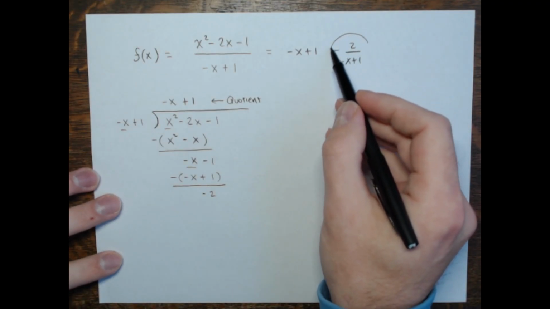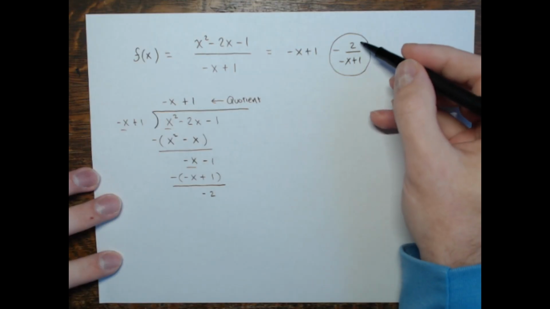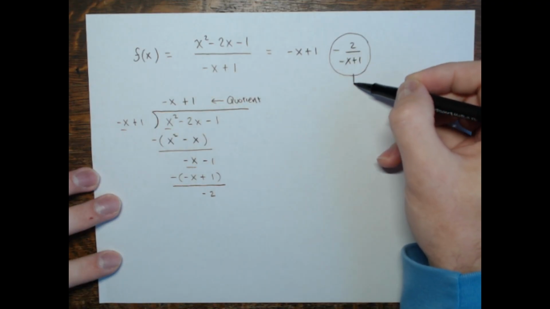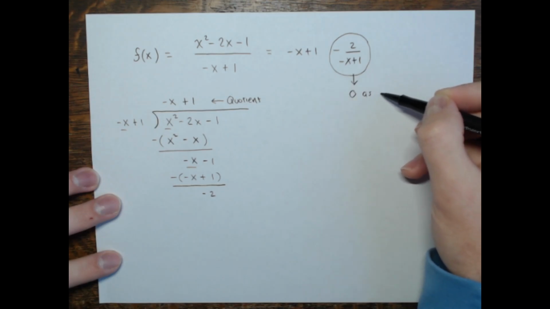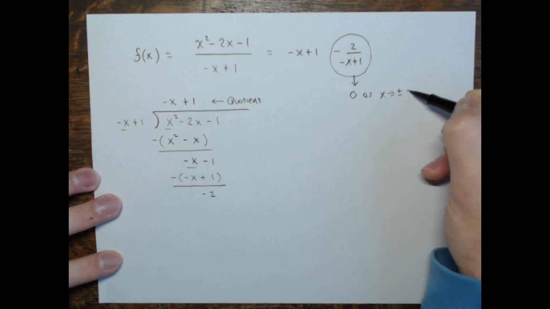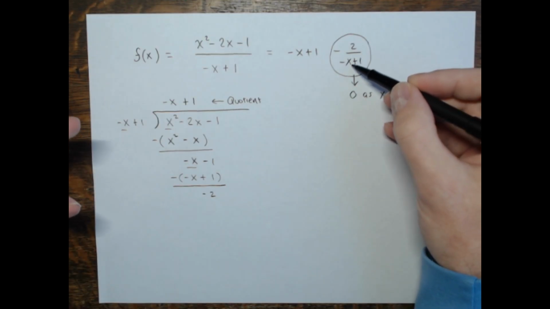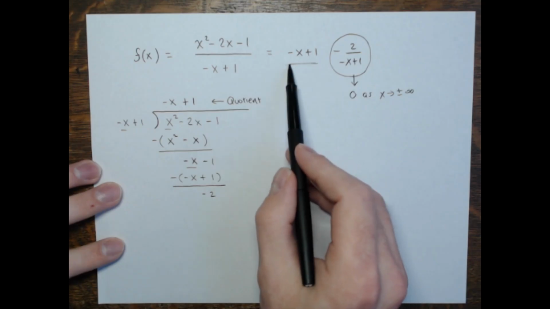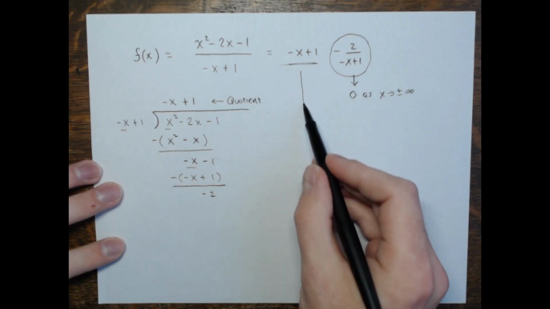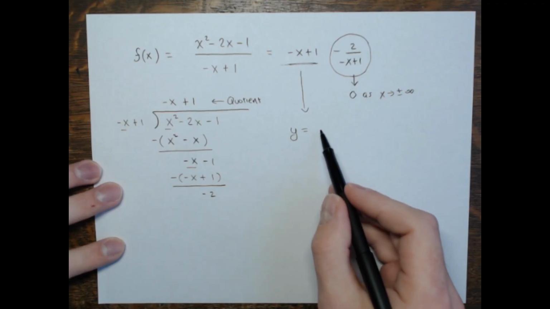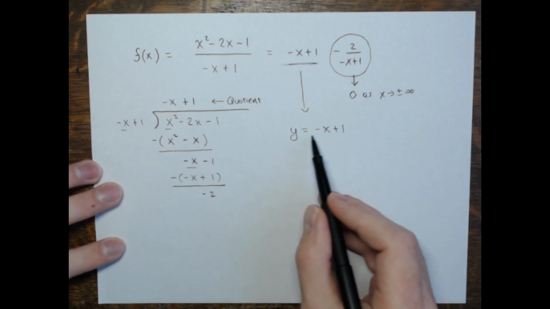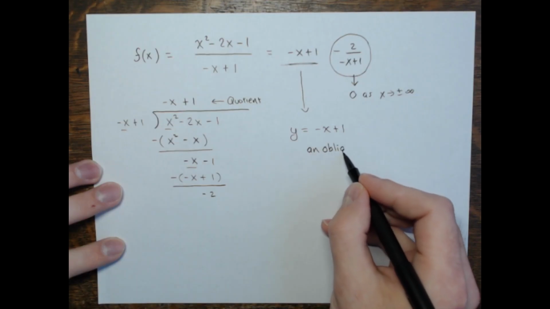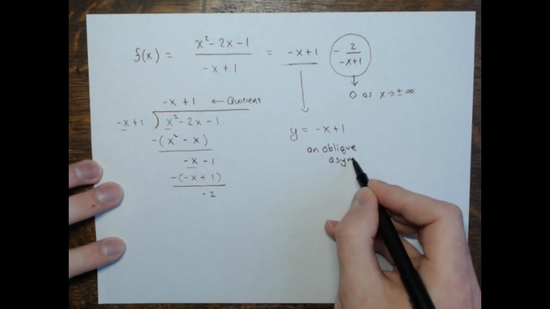Yeah, so like I said, this term here, where the numerator is the remainder and the denominator is the denominator, would approach 0 as x gets large, right? Because the numerator's 2 and the denominator would be getting gigantic. So this is shrinking. So yeah, y equals the quotient will be our asymptote. And since it's a linear function, they call that an oblique asymptote. So this is our oblique asymptote for this graph.